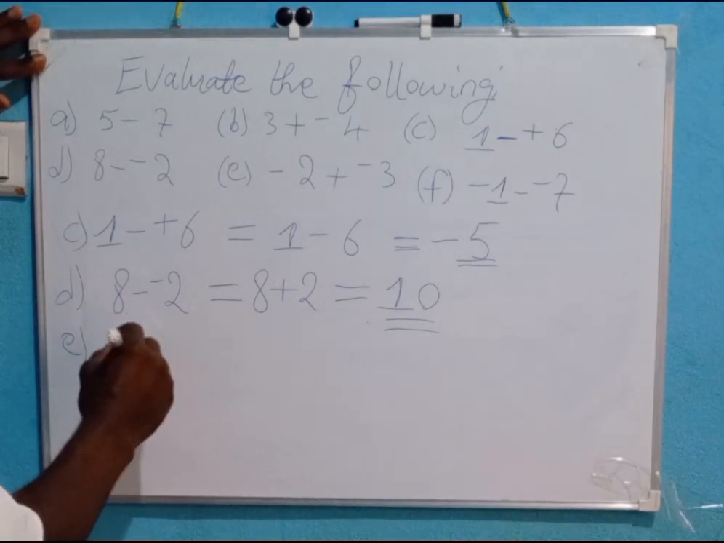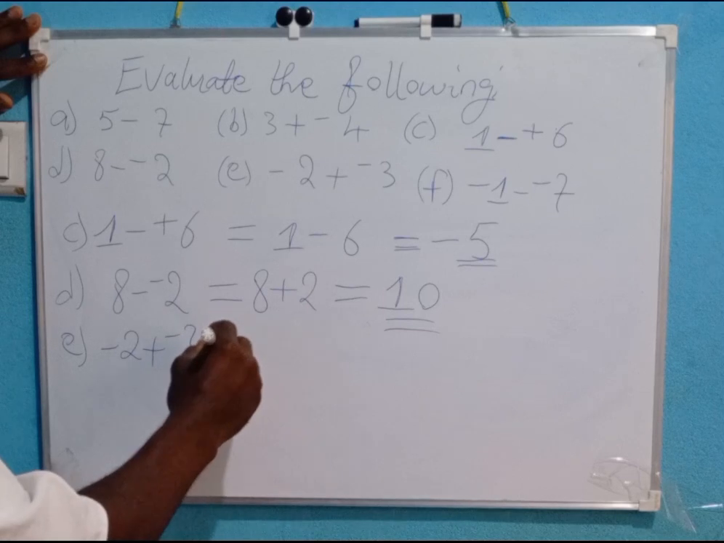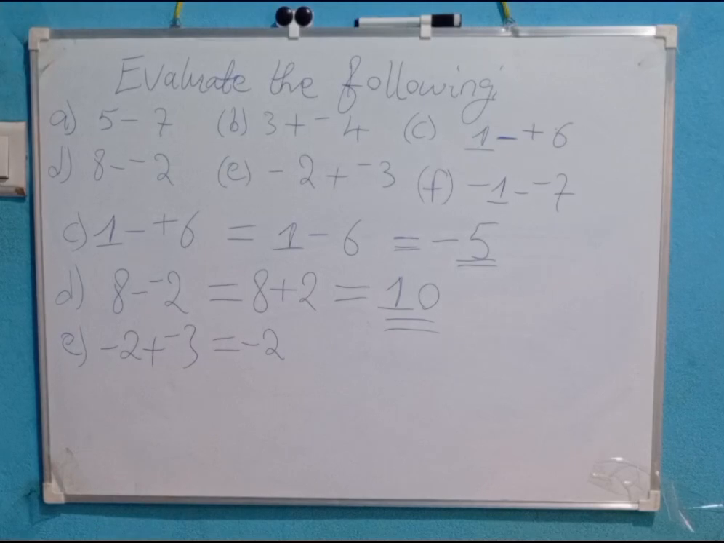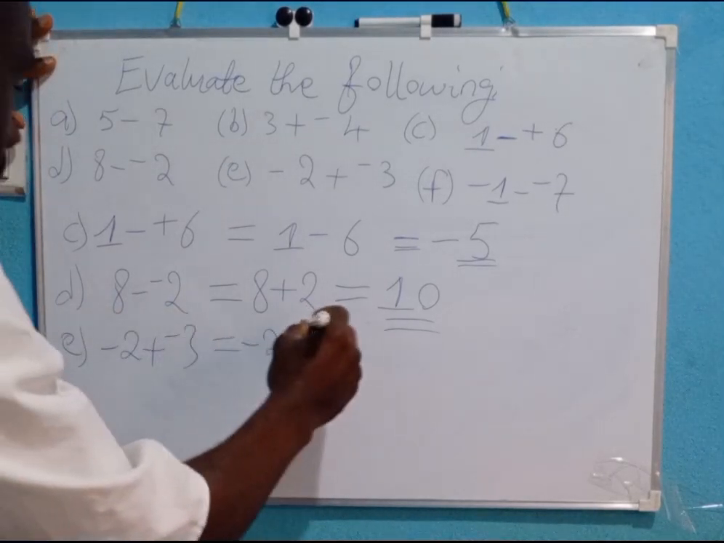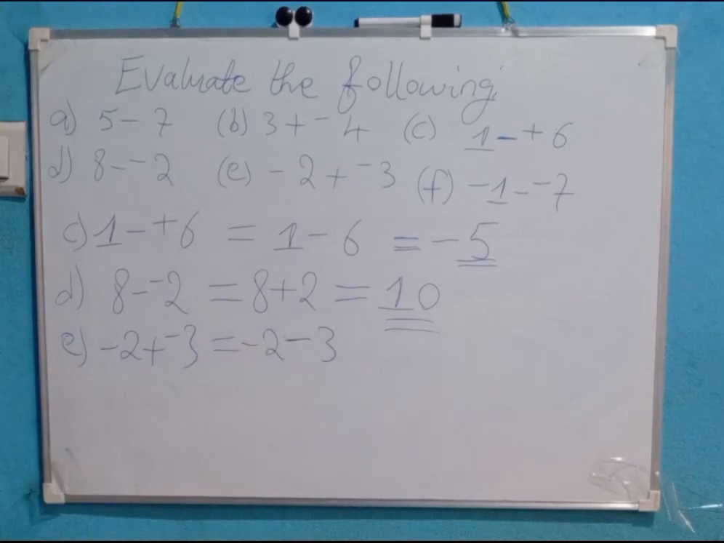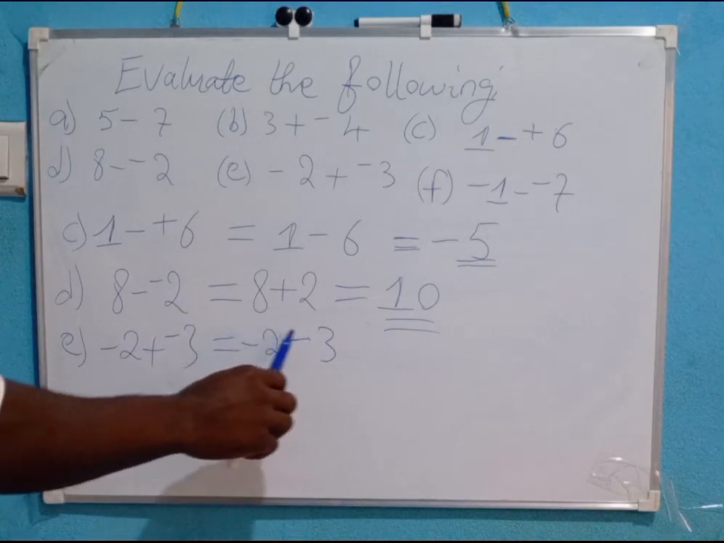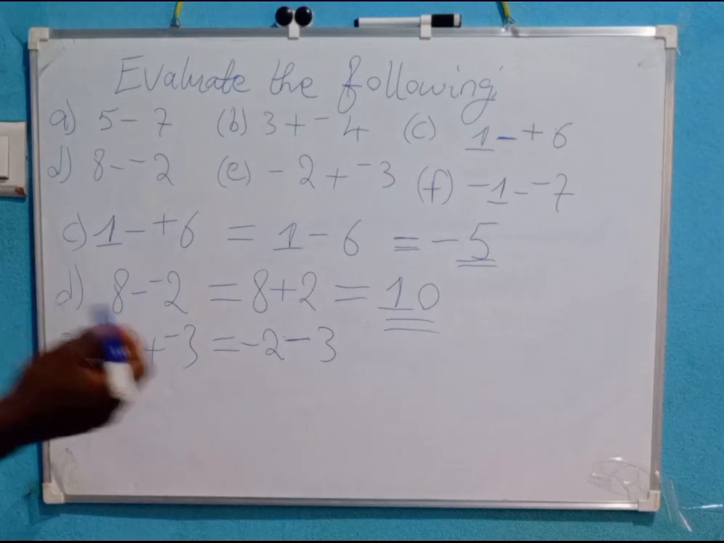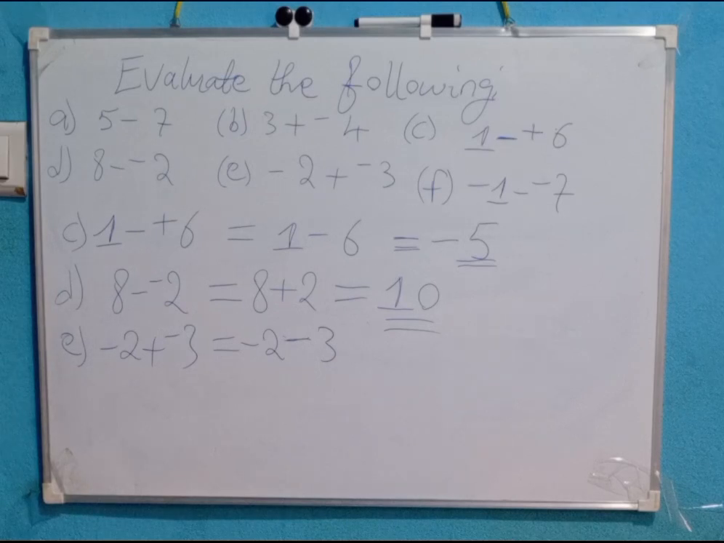We go now to E. For E, we have negative 2 plus negative 3. According to the sign rule, positive, negative, the resulting sign will be negative. We put negative here. This will give us negative 2 minus 3. In this case, you will see that the common sign is the negative sign. Negative, negative. So for us to answer this question, we are going to add the two numbers. We are going to ignore the negative sign, then add the two numbers as if they are two positive numbers, then we give the final answer the negative sign.